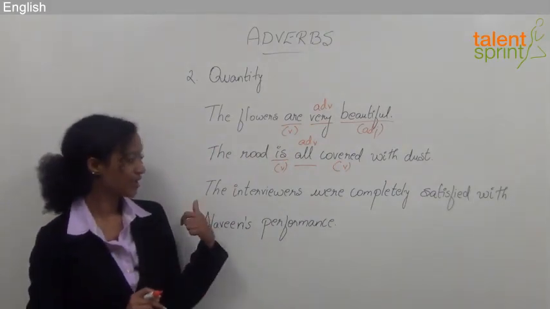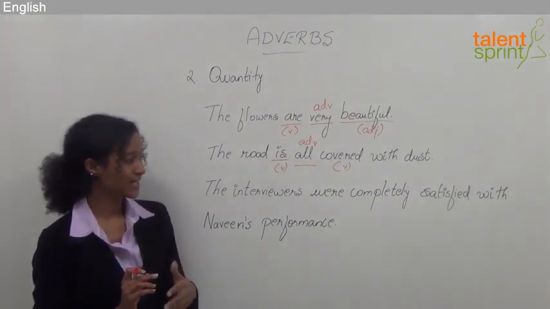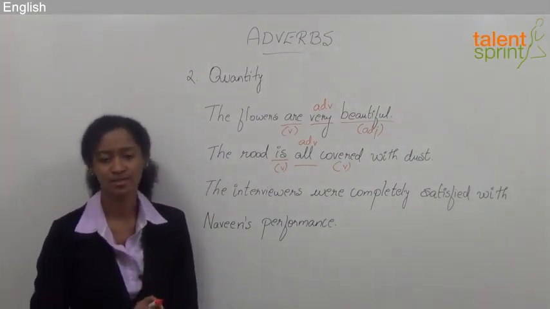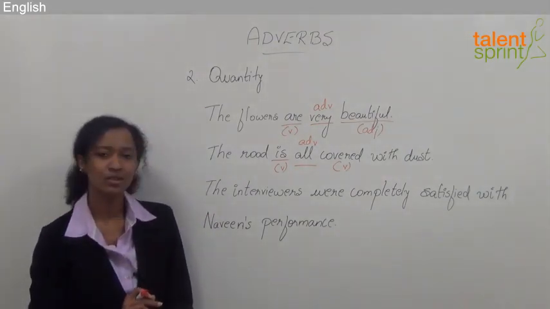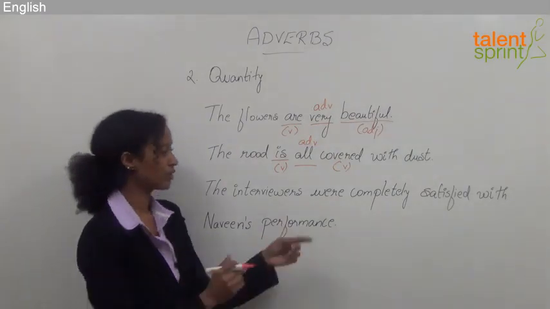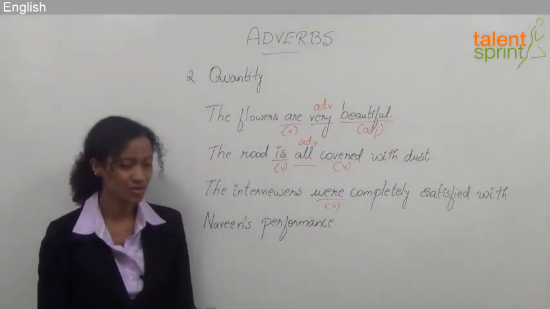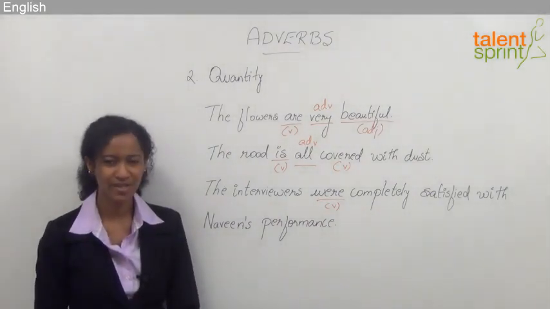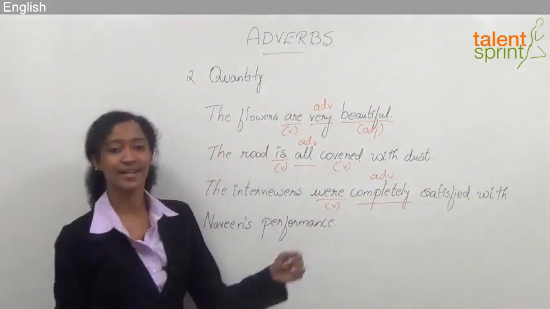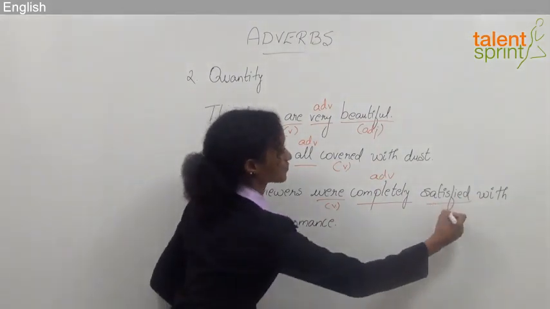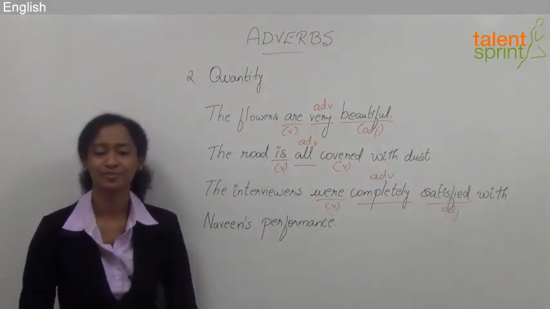Let's see if you can try and find out the adverb in this sentence. The interviewers were completely satisfied with Naveen's performance. I know were is again my helping verb. So to what extent were they satisfied with Naveen's performance? Completely. So this has to be my adverb, and what is satisfied? Adjective. Okay? Alright, so let's move to the next adverb.